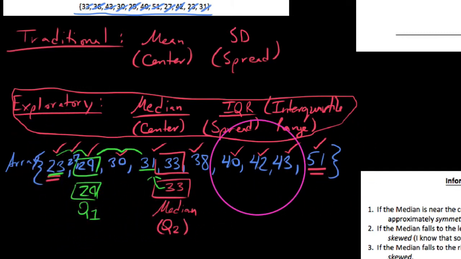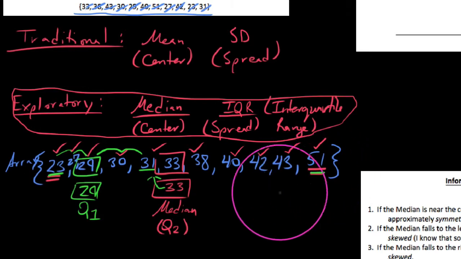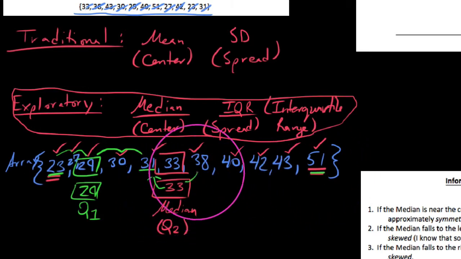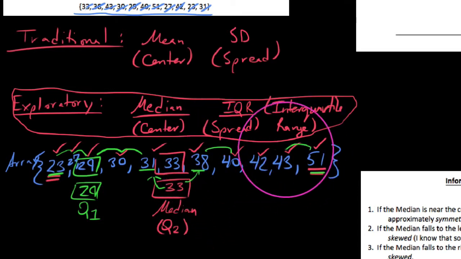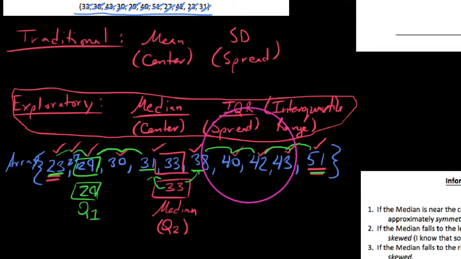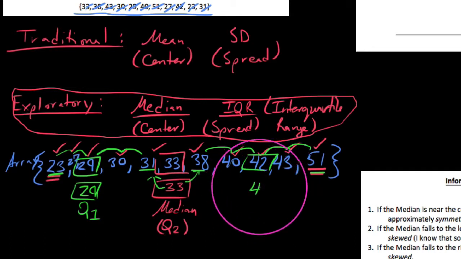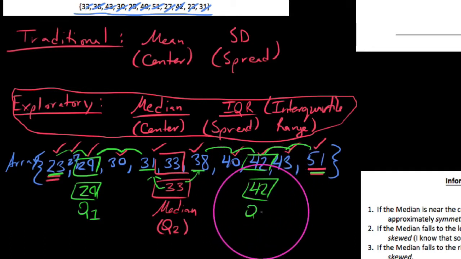We're going to do the same thing on the right side of this data set. We're going to count in from 51 and not 33, but one step inside the median at 38. So we'll count in one here, count in one here, count in one here. Looks like 42 splits this side. So we say 42, and we refer to this now as Q3.